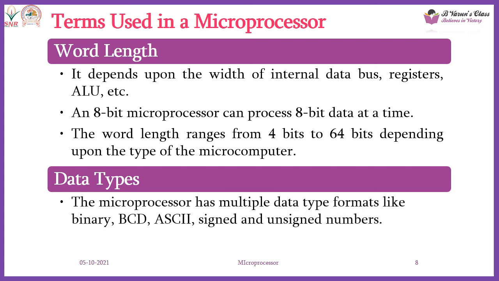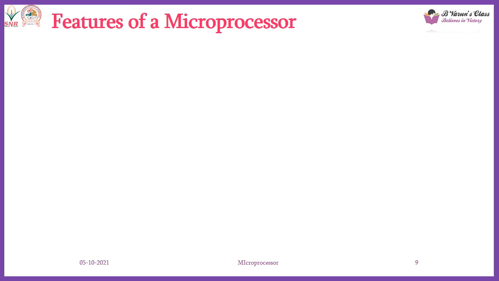Data types. The microprocessor has multiple data type formats like binary, BCD, ASCII, signed and unsigned numbers. It depends upon the application and upon the microprocessor we are using. We can use either binary code or BCD or ASCII or signed numbers.